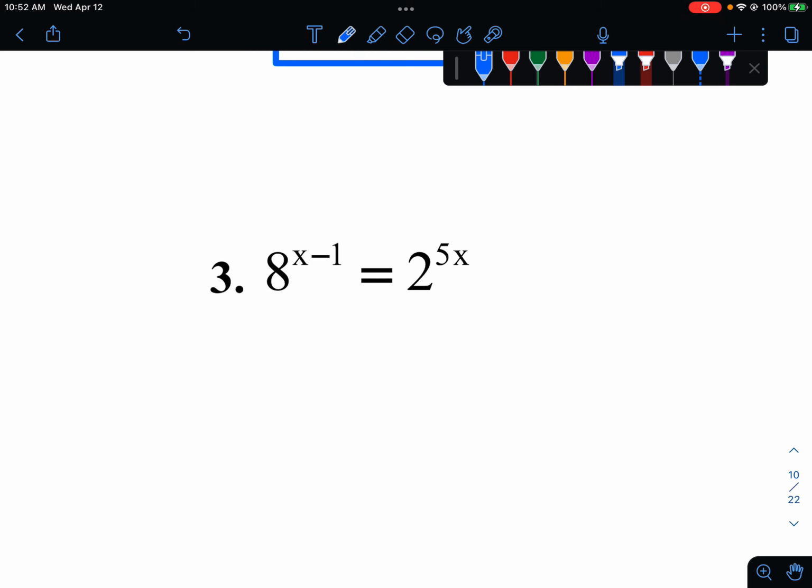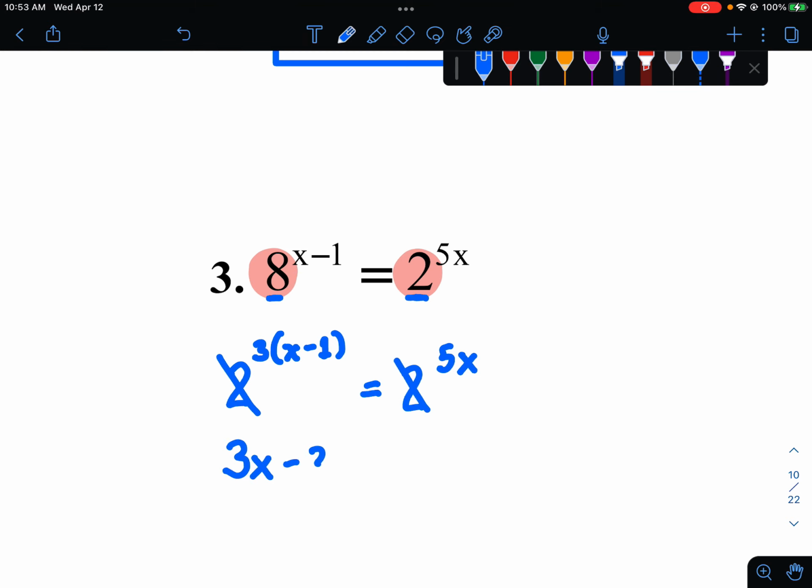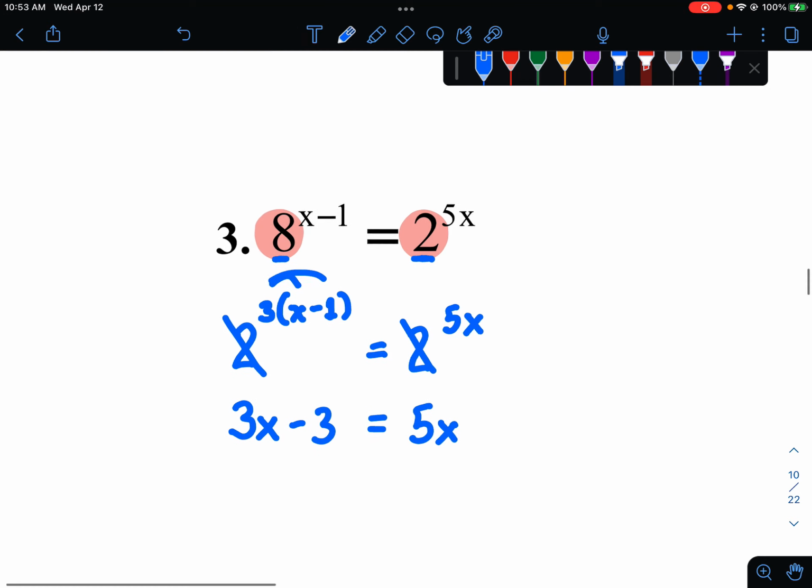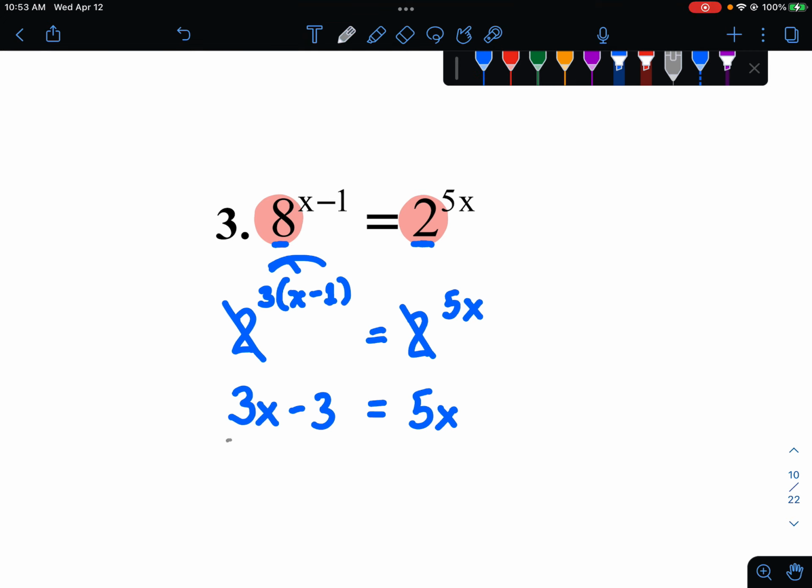So again, we want to try to get these bases to be the same. Focus on the smaller base. Is there a way that I could write 8 as a power of that smaller 2? And 2 times 2 times 2, 2 to the third, is the same as 8. All right, so we're just trying to figure out a way to do that. And the reason I try to do that is now that I have exact bases, I can set the exponents equal. Make sure you distribute on the left. I do that in one step just to save myself a little bit of time. Here, I'm going to subtract that 3x over, and I get -3 equals 2x.